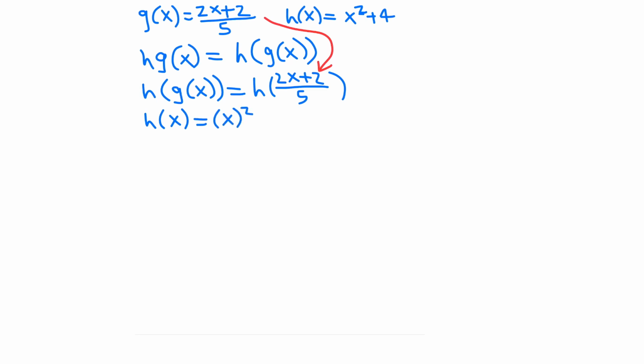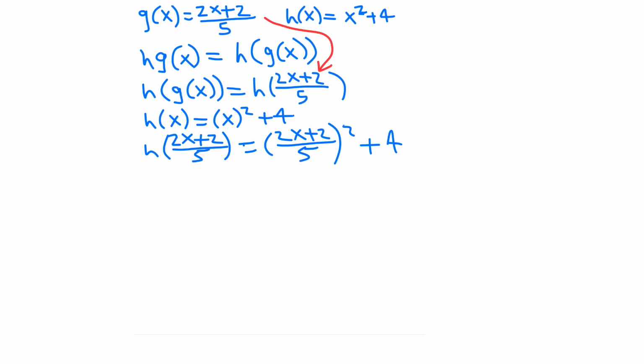So we're just going to put a bracket around the x in the h of x here. We're just going to replace any instance of x here with (2x + 2)/5. So we get this ((2x + 2)/5) squared plus 4. And now we just need to simplify.